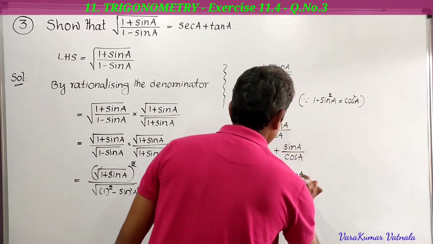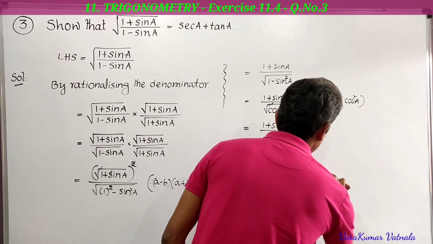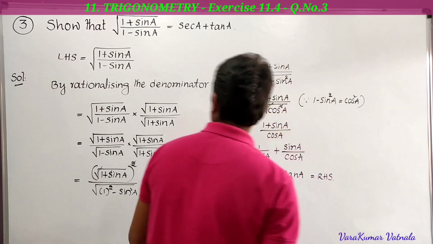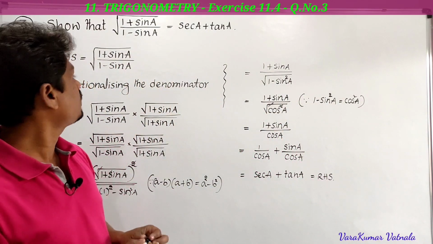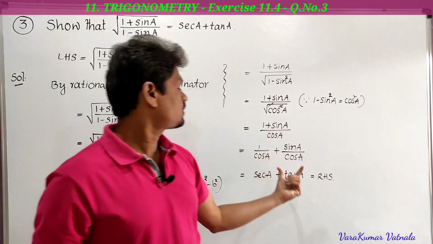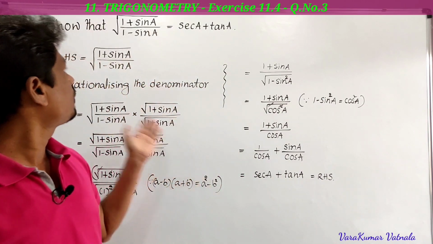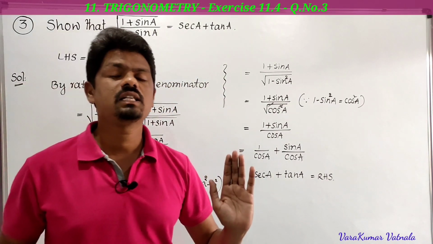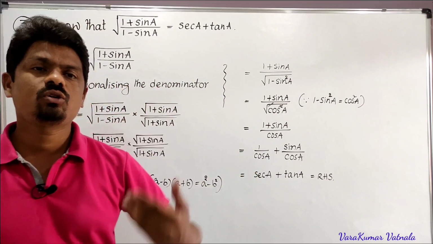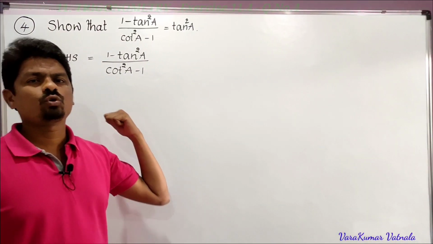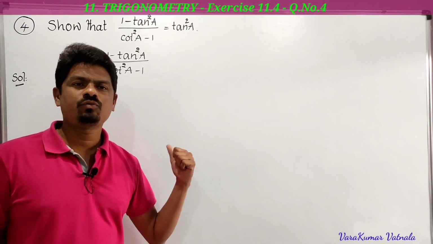Which is nothing but RHS. So LHS is equal to RHS. By taking LHS we got RHS. This is very important. This is the third problem in exercise 11.4. Next we have to solve the fourth problem from exercise 11.4.